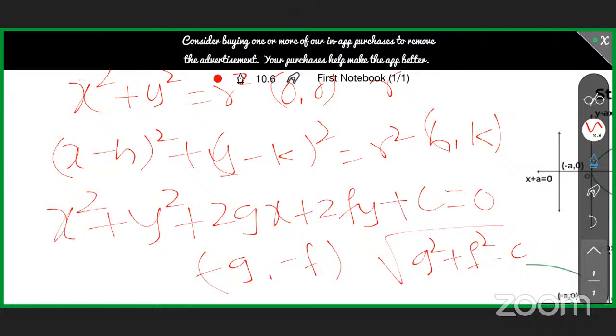So x square plus y square plus 2gx plus 2fy plus c is equal to 0. This circle's center is minus g comma minus f. And the radius of this circle is given by root of g square plus f square minus c. So these are the three equations that we discussed.